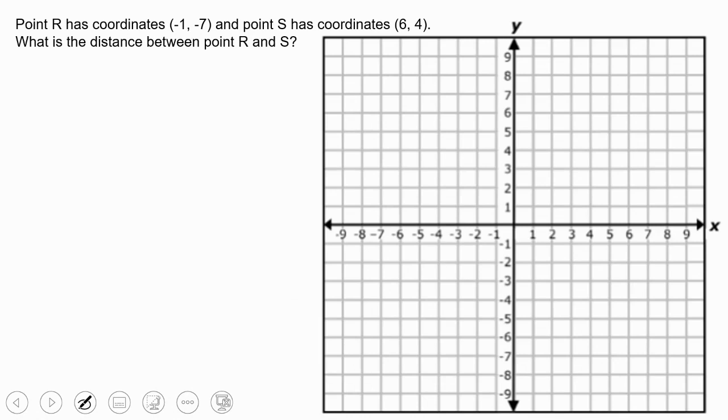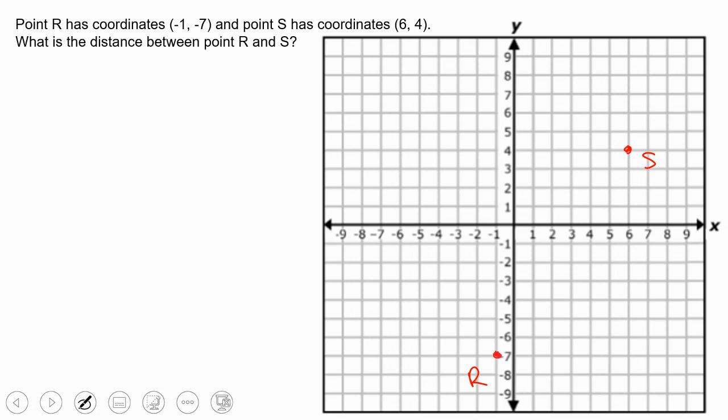It says, point R has coordinates at -1, -7. So I'm going to go ahead and plot that point here. And then it says point S has coordinates as 6, 4. So I'm going to plot that point here. Now it says, what is the distance between point R and S?